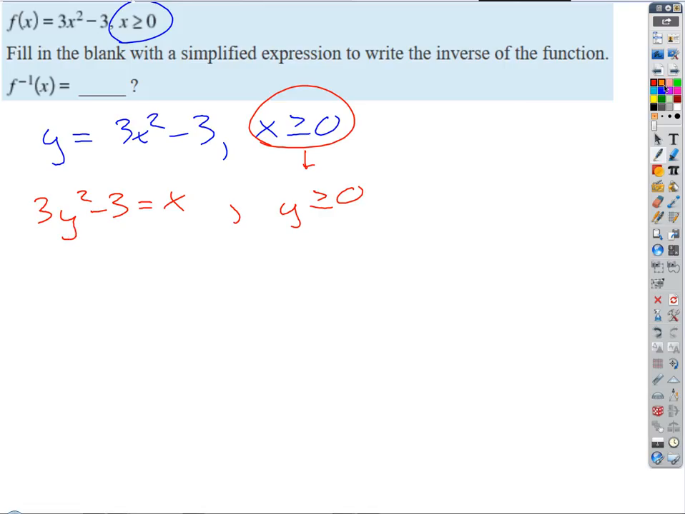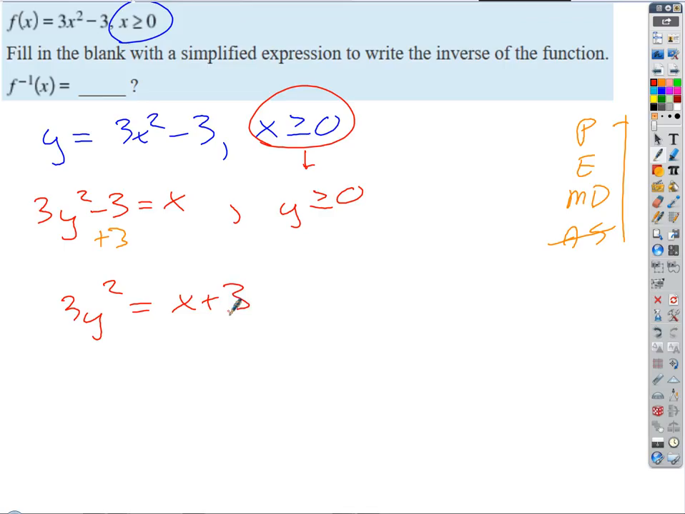So I've got to work backwards through order of operations. If you are ever unclear about how to get something by itself, or whenever you're solving for a variable, which is the same thing as isolating a variable, remember, it's super easy. We just reverse the order of operations, so we're going to go bottom up. So the first thing is add or subtract. Yes, we're going to add 3 to both sides. Okay, good. That gives us 3y squared equals x plus 3.